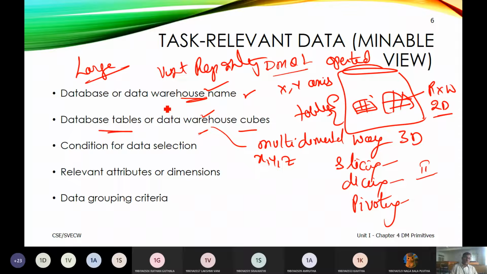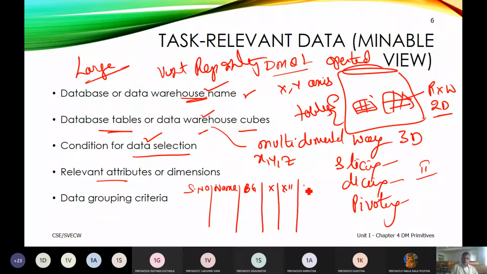The next thing was we have some conditions for data selection. I will recollect the example we took earlier: data selection, removing irrelevant databases. Assume there is a student database with student number, student name, blood group, 10th marks, inter marks, BTech marks, and MCET rank. Assume there is a database with student mobile.